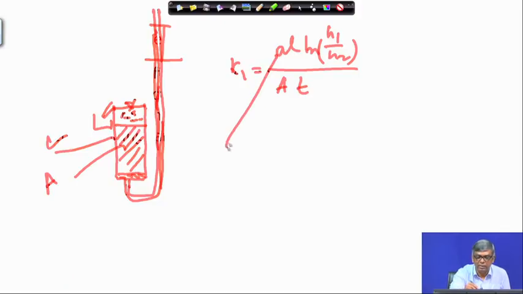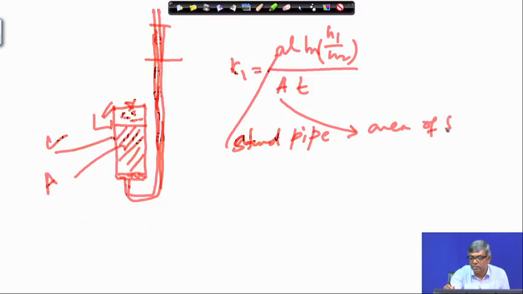So, this is the area of standpipe, this is standpipe cross section, and this capital A is the area of sample, and this is the time over which the head drops from H1 to H2. So, there are three combinations we can do. I can consider K1 first.